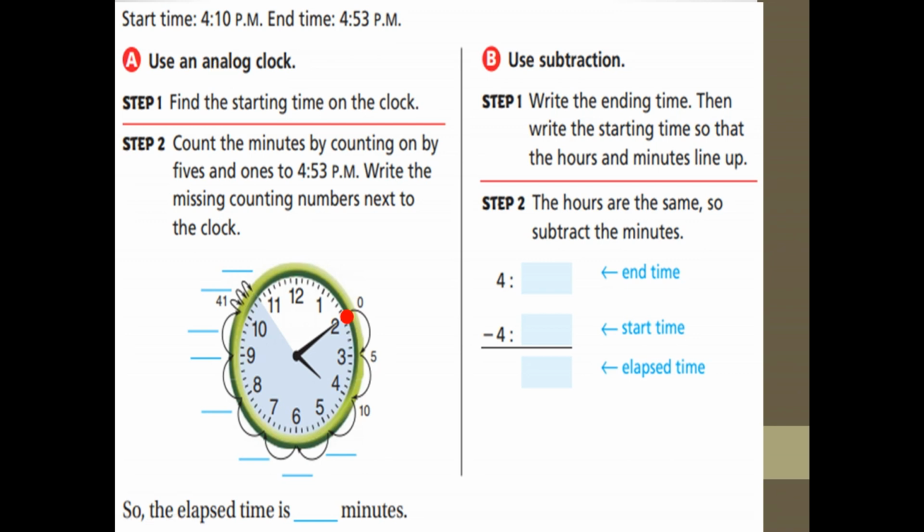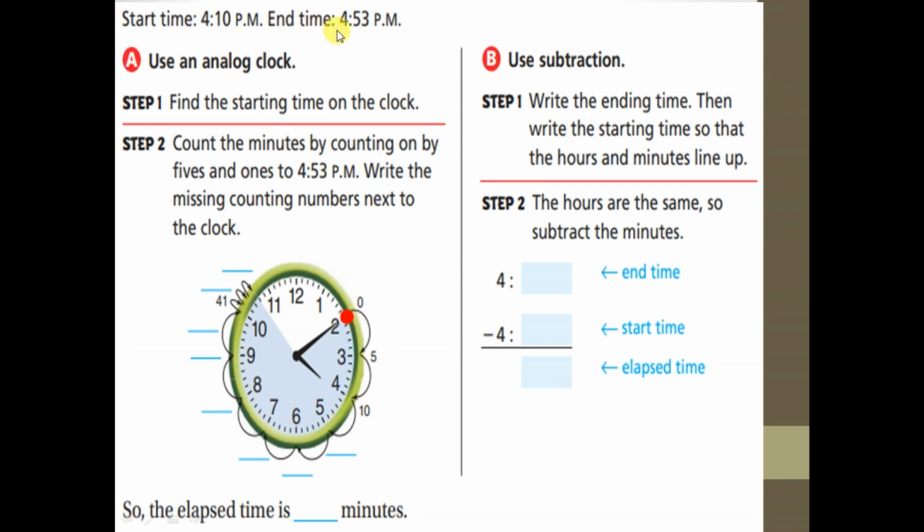The first way is to use the analog clock. So first, what was the starting point? The starting point was at 4:10. So that's it, 4 and 10. 10 means 2 times 5. So at number 2, because every one number means 5 minutes. So I put the starting point.